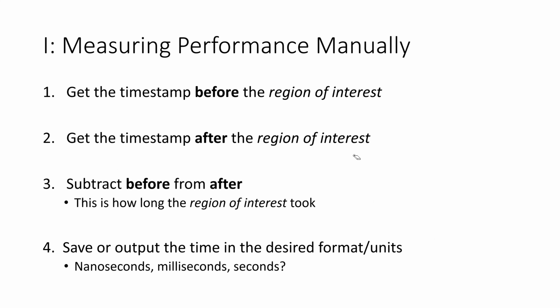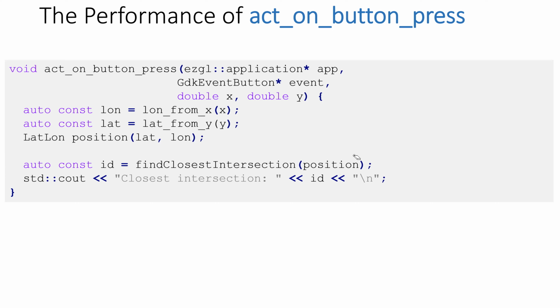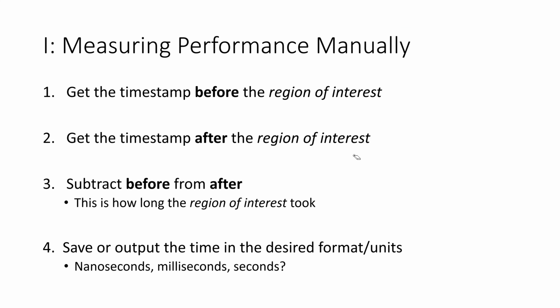Let's first talk about maybe the most basic technique. We're going to measure performance manually, but we're going to do it better than using a stopwatch. We're going to make the program measure itself. The way we do this is that processors know the time very accurately. So we're going to get the timestamp before the region we're trying to time, then get the timestamp after, subtract those two times, and print it out. The algorithm is pretty simple.